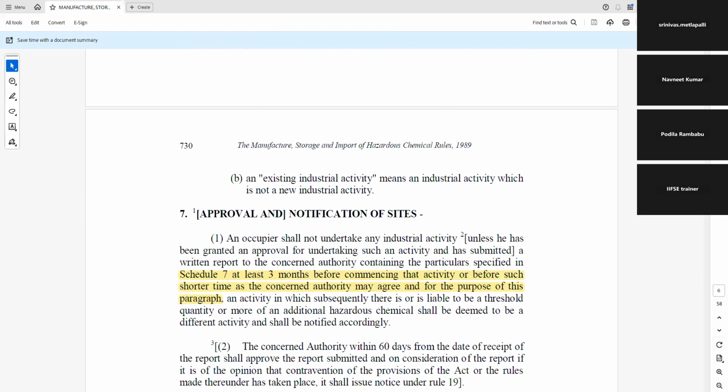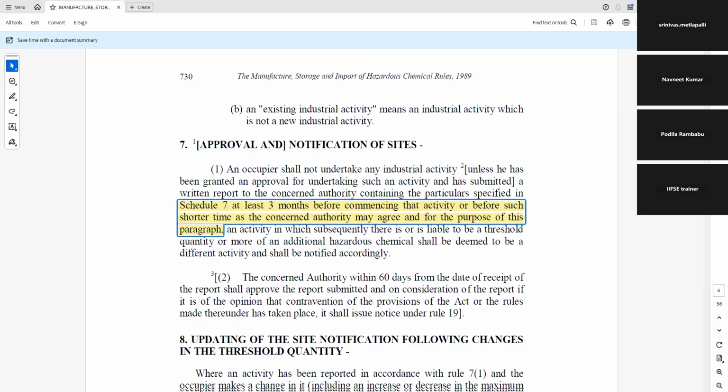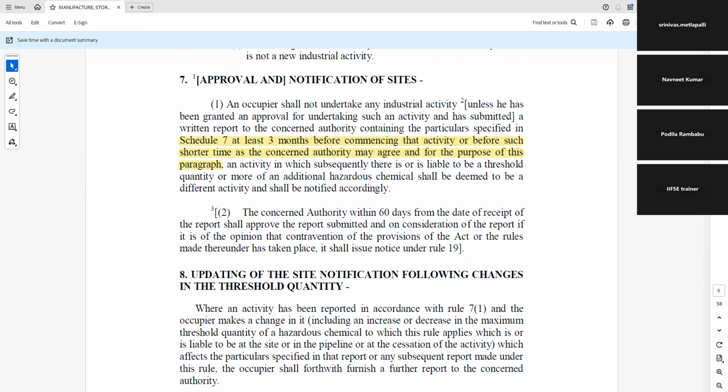Again, an existing industrial activity means an industrial activity which is not a new industrial activity. That is a basic definition. When you say existing, it is already there before the publication of these rules. And second one, approval and notification of the sites.